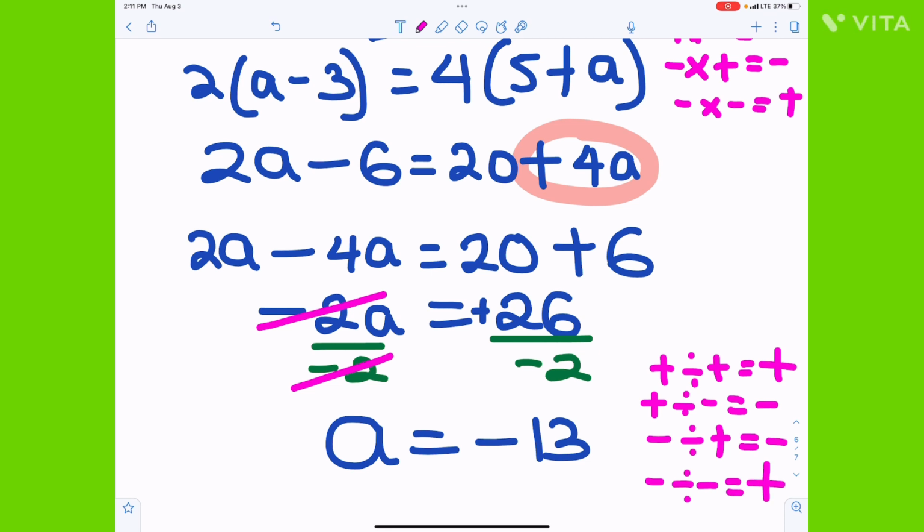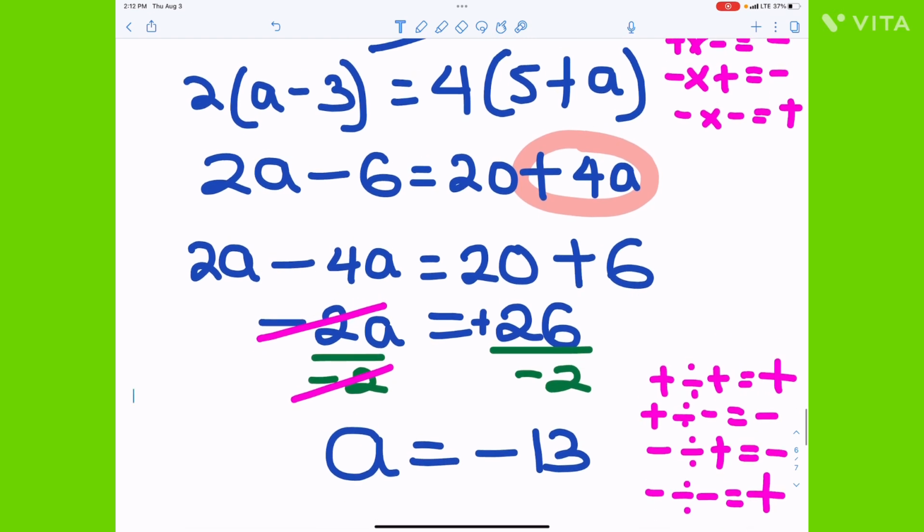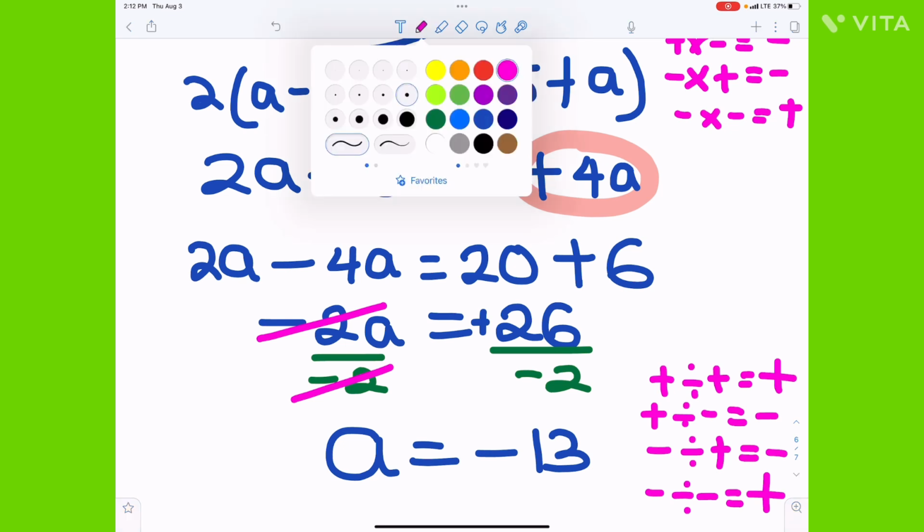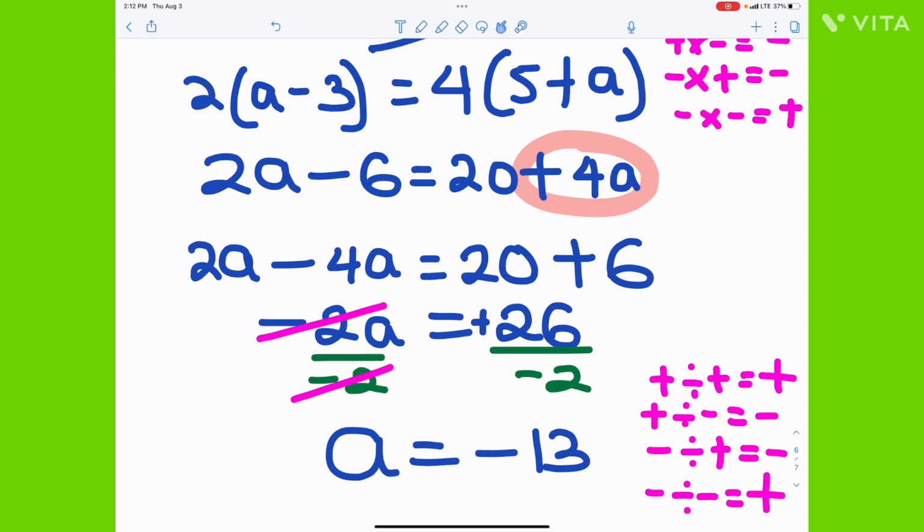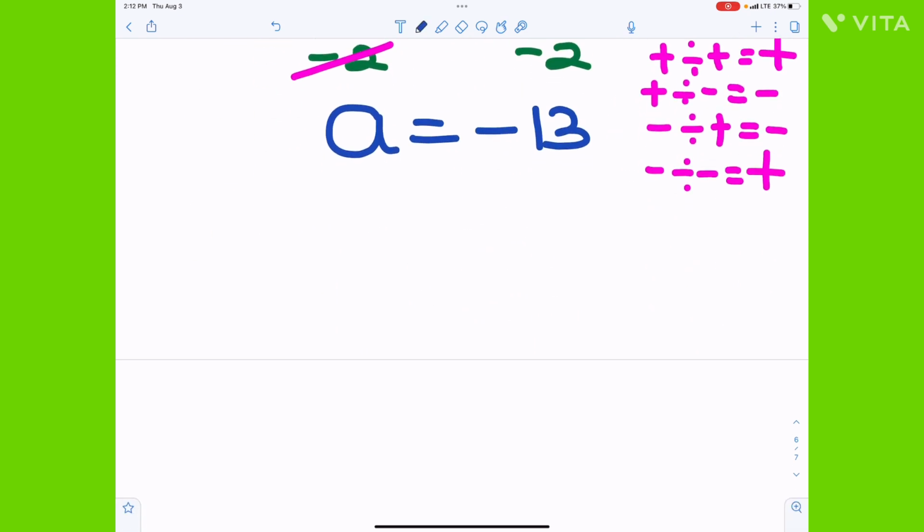So I'm dividing here. I'm dividing a positive number by a negative number. I'll go to my rule first. My rule says plus divided by minus is what? Minus. So I know the sign already. Then I'll go ahead and do 26 divided by 2 to get what? 13. So that's question 8. Let's continue to question 9.